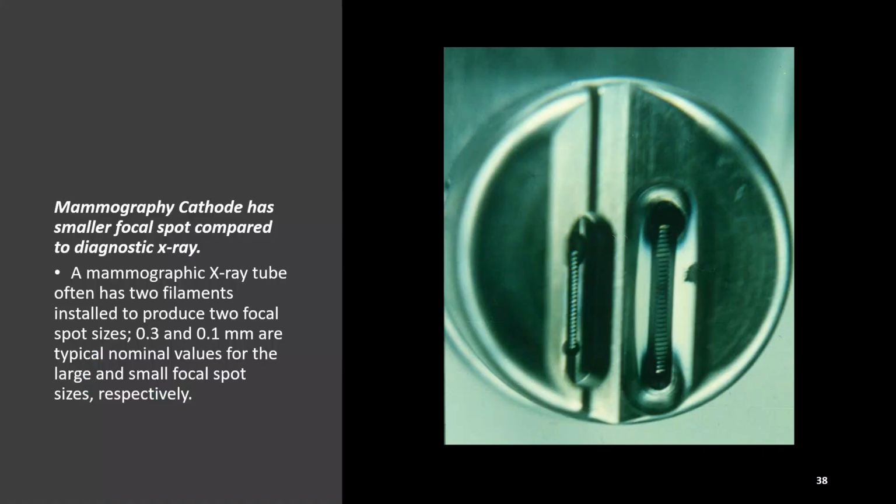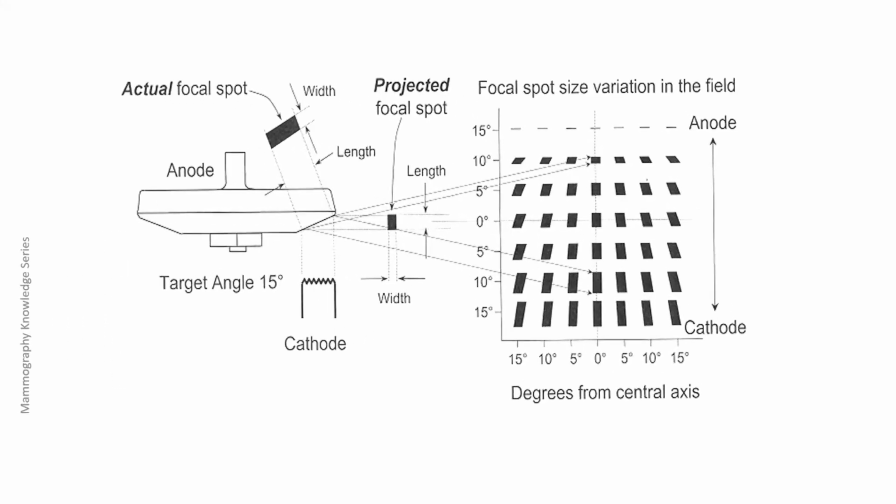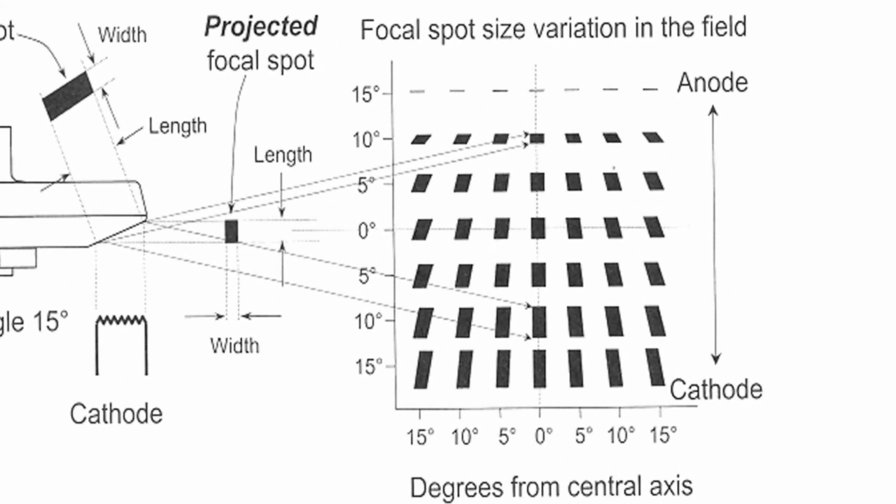The cathode has smaller focal spots compared to a diagnostic X-ray tube. We have two focal spot sizes, usually 0.3 and 0.1 millimeter are typical values for these focal spot sizes. The smaller the focal spot size, the better the resolution. Let's take a look at the difference between the actual focal spot and the projected focal spot size. Notice the difference in the resolution starting from the cathode side, getting smaller, or the size being smaller as we're going to the anode side.